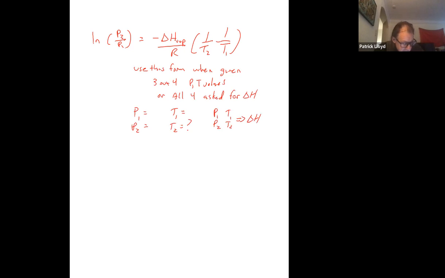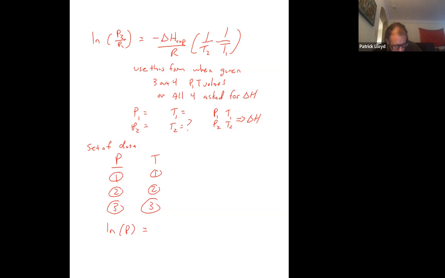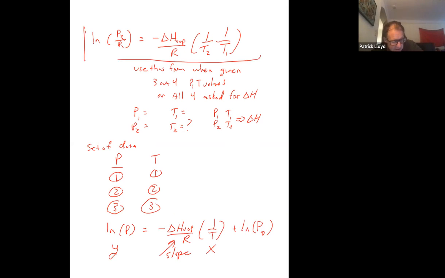Or they'll give you all of them, P1, P2, T1, T2, and they ask you for delta H. Okay, if you're given a set of data where you're given P and you're given T and you've got at least 3 values, then you're going to use this form, which is the ln of P equals minus delta H vaporization over R times 1 over T plus ln of P1 or P0, I think I called it. Okay, and then this is going to be Y, this is going to be X, and then this is going to be the slope.